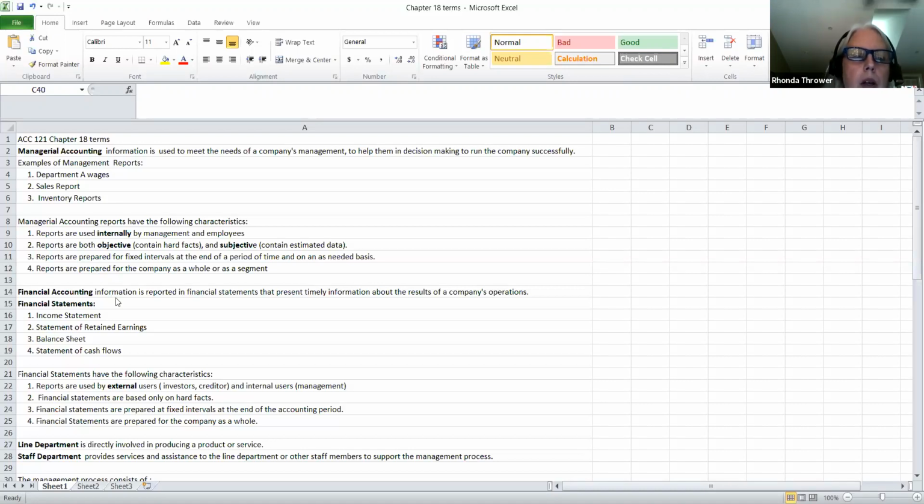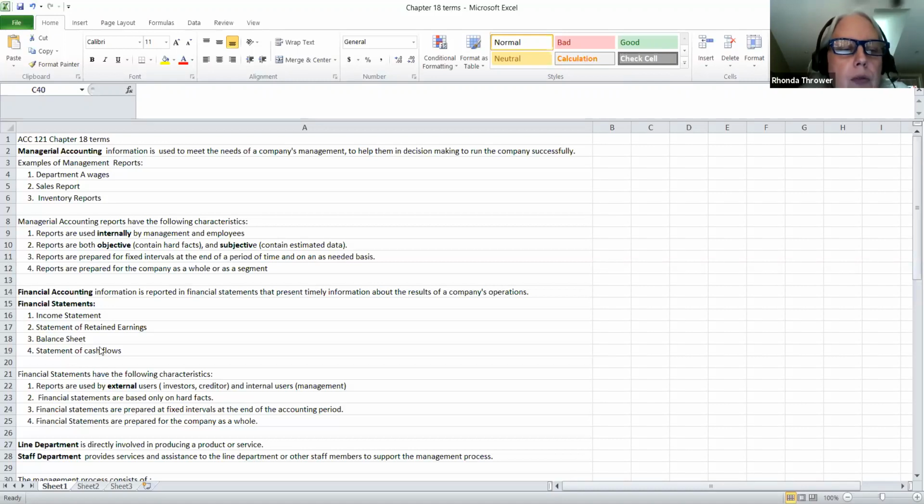Financial accounting information is reported in our financial statements. You've already learned a lot about preparing financial statements in Accounting 120, but as a review, the financial statements for a corporation are going to be your income statement, your statement of retained earnings, your balance sheet, and your statement of cash flows. Now, these are corporate financial statements that I'm talking about here, that I've got pointed out here.